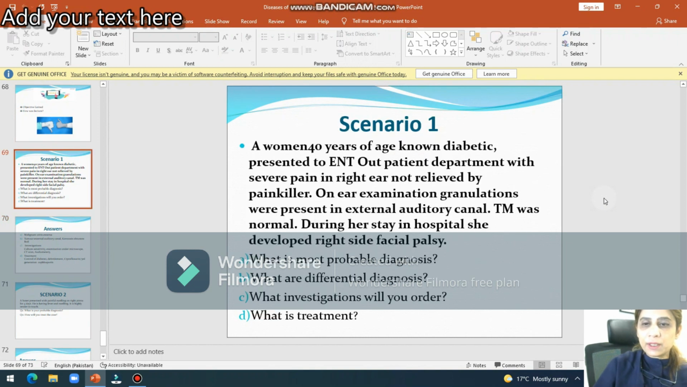So, diagnosis depends on history and clinical examination, along with investigation. So the patient is diabetic and the disease is in the external auditory canal with granulations. So the most probable diagnosis in this case is malignant otitis externa, because the disease has involved the facial nerve. It is a disease of short duration, something abnormal compared to common diseases, that is granulations and facial nerve paralysis.